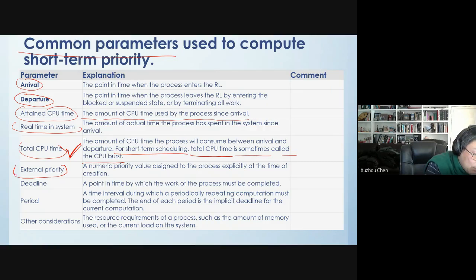Now, external priority is based on other factors. For example, if one process is created by someone who pays more money than for the other process, that's external priority. Most people would say, this person paid more money to run the process, so I should give that process high priority.